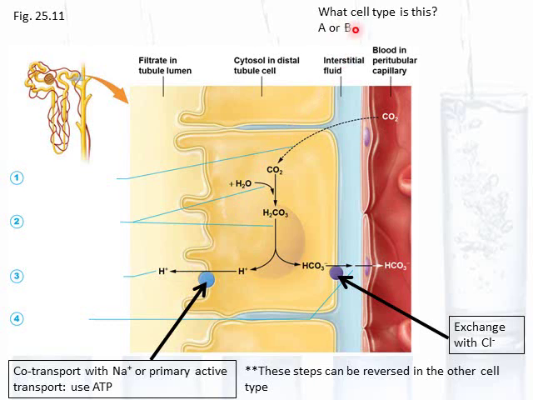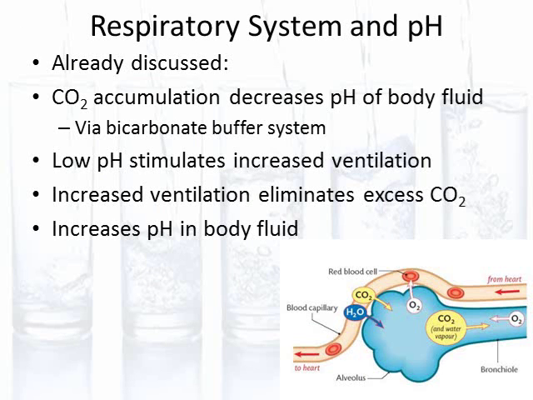You just want to think about, by using the previous couple slides, which type of cell this would be, type A or type B. Okay, so we've already talked a lot about the respiratory system and how it deals with pH, and so I'm not going to go over this again, but you can read over this just to refresh your memory.